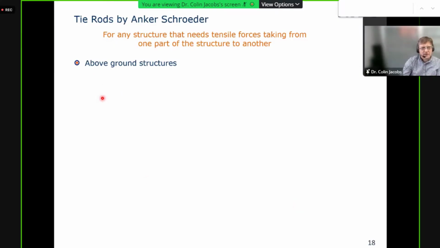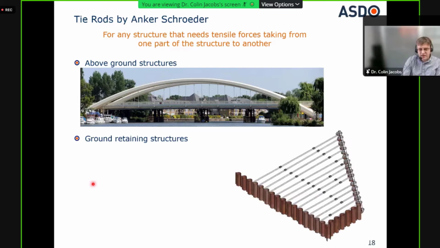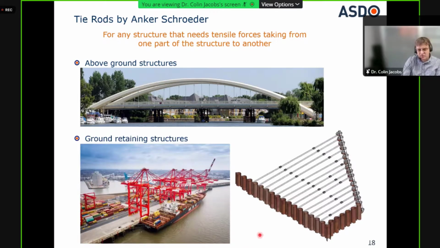So basically our tie rods are used in two types of structures. They're the above ground structures, as in the bridges, and ground retaining structures, such as ports and harbours. So typically for sheet pile or even concrete diaphragm walls, we will use tie rods here.